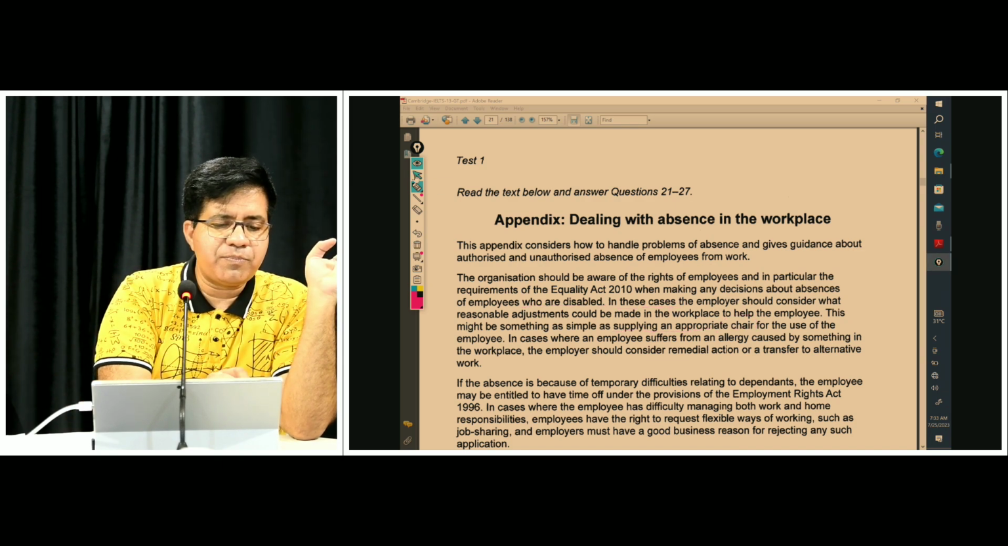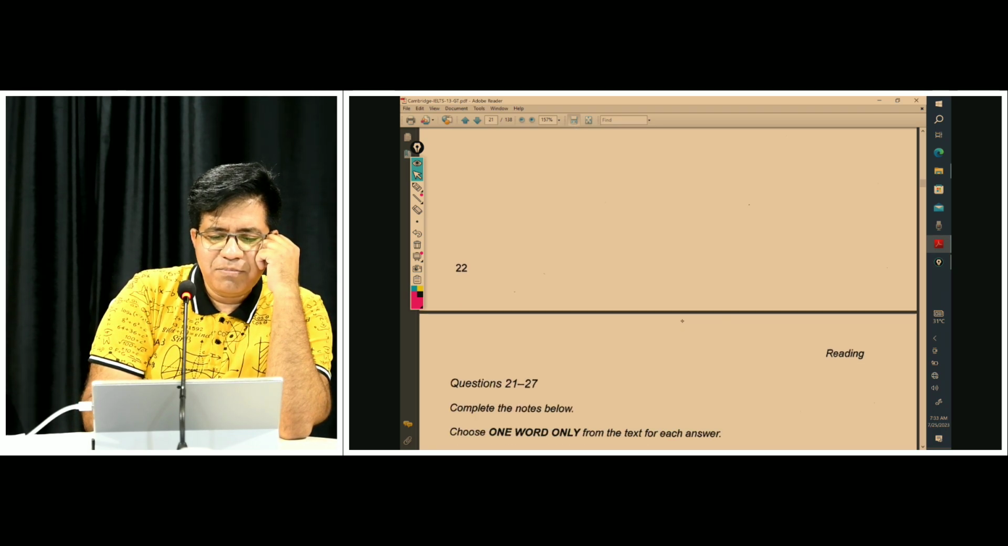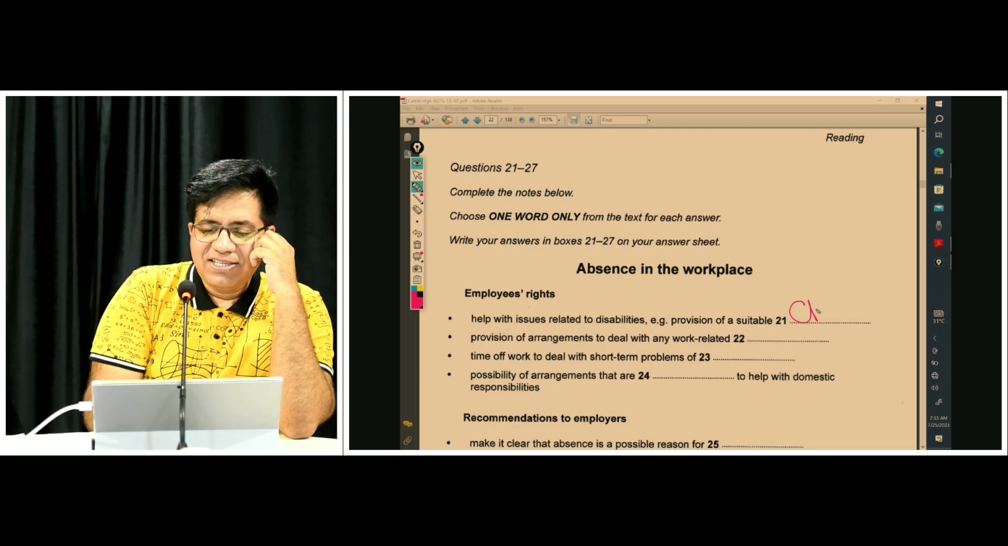And sometimes you will be surprised with such a simple answer. Chair. Why not brown chair? Remember, it's one word only. So correct answer is chair.